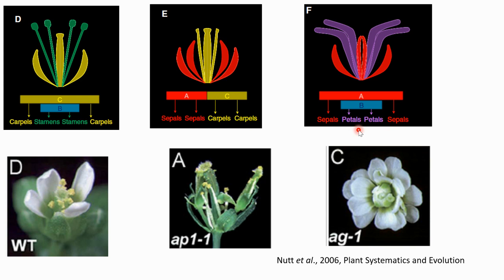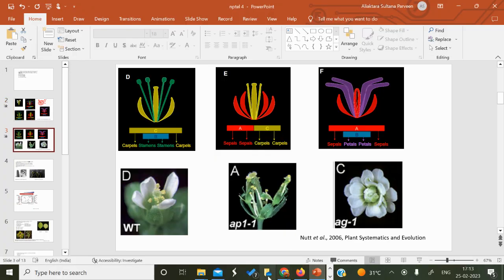Determinacy in the sense that when you are forming the four whorls of a flower, when it reaches the pistil or the carpel, it should know that it should stop here. It should not produce any further part of the flower. It should terminate the growth there. And that is mediated by the class C gene.